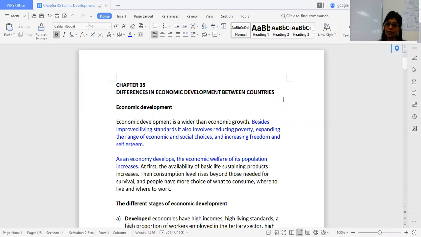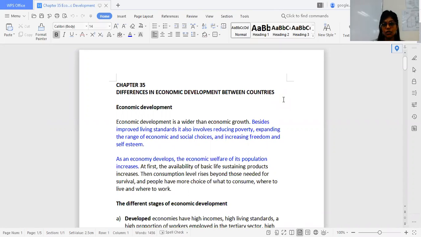Alright, what is economic development? Economic development is wider than economic growth. Besides improved living standards, it also involves reducing poverty, expanding the range of economic and social choices, and increasing freedom and self-esteem. That is how we can define economic development.